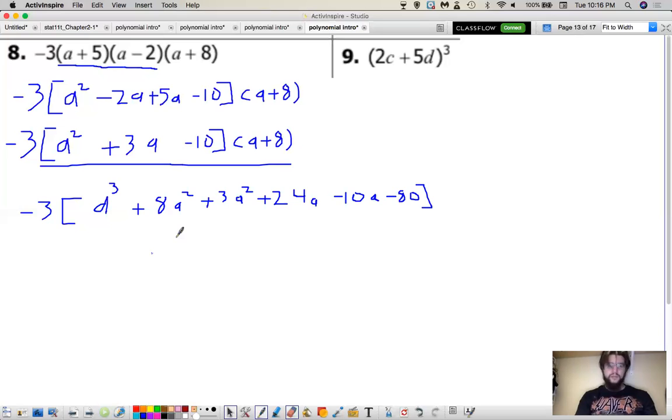Okay. So what do I have for like terms? Let's see. A cubed, that's only one of those. A squared and a squareds, a's and a constant right here. Let's see. 3 times, you know what? Yeah, I'm gonna do it. A cubed, 8a squared and 3a squared makes 11a squared. All right, that's a squared the first time. 24a and -10a makes 14a. And then -80.